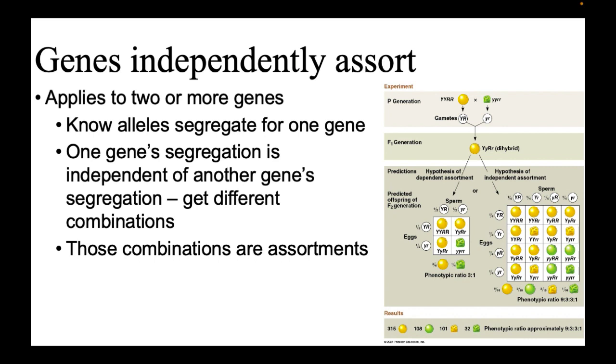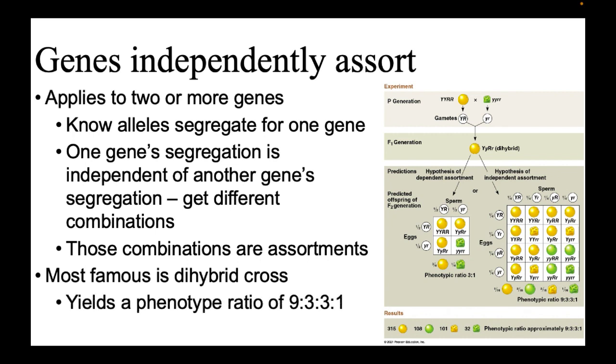And because round versus wrinkled, yellow versus green have nothing to do with each other, we're making different sets of combinations that are possible. And we call those assortments. The different final results are different. I can come up with more than just two choices. I come up with, in fact, four choices. And those four choices are the assortments. This is shown most famously in this thing here that's called a dihybrid cross. And it yields a ratio that's called the 9331 ratio.